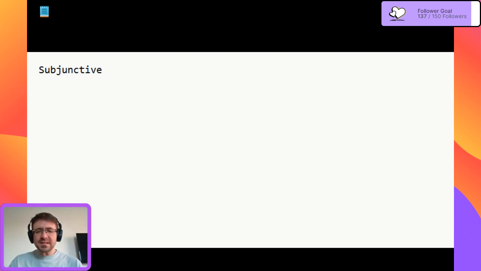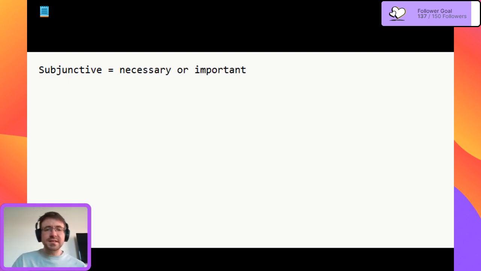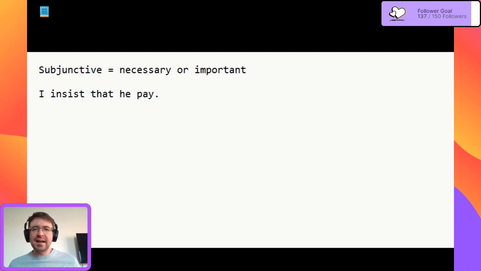So, first of all, what actually is the subjunctive? The subjunctive is a special form of the verb that we use to show that something is necessary or something is important. And we often use this after certain verbs, verbs like recommend, insist, suggest, even adjectives like vital, critical, words like this. So if we have a look at a sentence, for example, with insist: I insist that he pay.